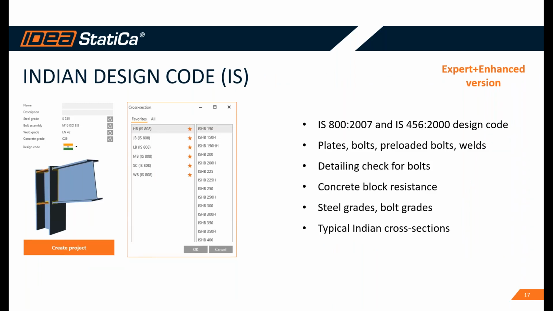Right now, IDEA StatiCa connection supports 7 national codes. We implemented the Indian design code together with corresponding codes, and we implemented code checks for plates, bolts, preloaded bolts, welds. Also detailing checks for the bolts and concrete block resistance in the pressure. Together with this, we had to implement typical steel grades, typical bolt grades, and typical Indian cross sections. This is available for both versions of steel product.